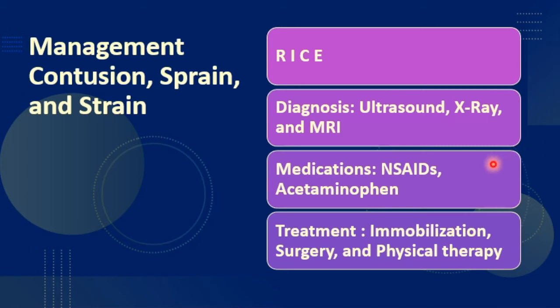Then you would have your physical therapy. Class, physical therapy is intended for your patients to regain movement. Physical therapy is intended for your patient to have recovery in their daily activities. It is usually done once immobilization is already removed.